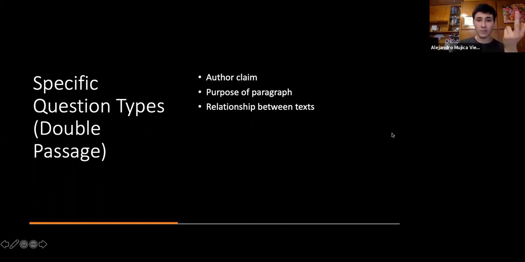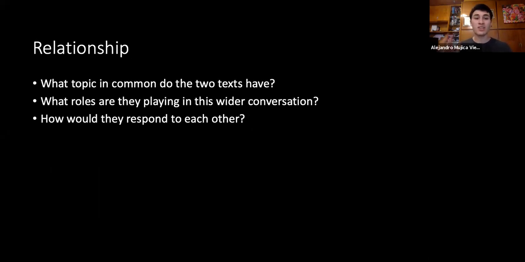And the second type of question that is specific to the double passage is the relationship between texts. So this is specific to this one, and it's asking, what topic in common do the two texts have? What roles are they playing in this wider conversation? So if they're talking about, maybe, the adoption of a new currency, is one of them in favor? Is one of them against it? Is one of them trying to consider risks? Is the other one looking at opportunities? Those are the kinds of questions that you might get about the relationship between the two passages.